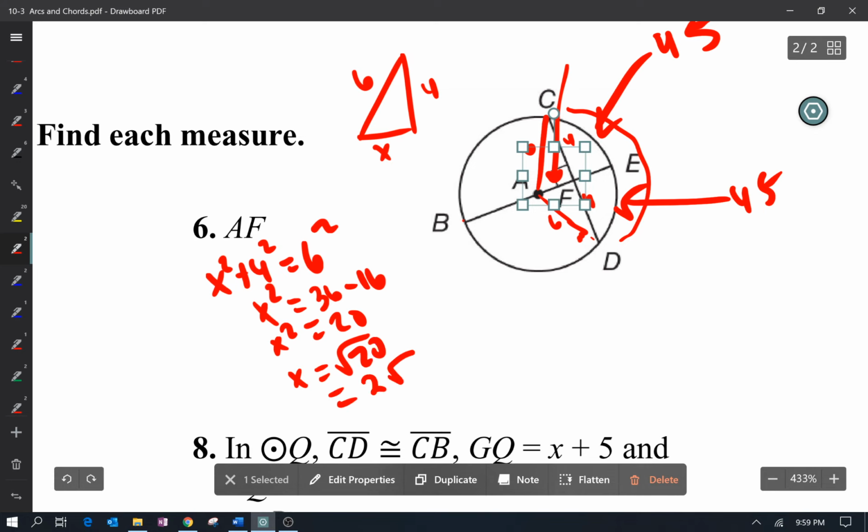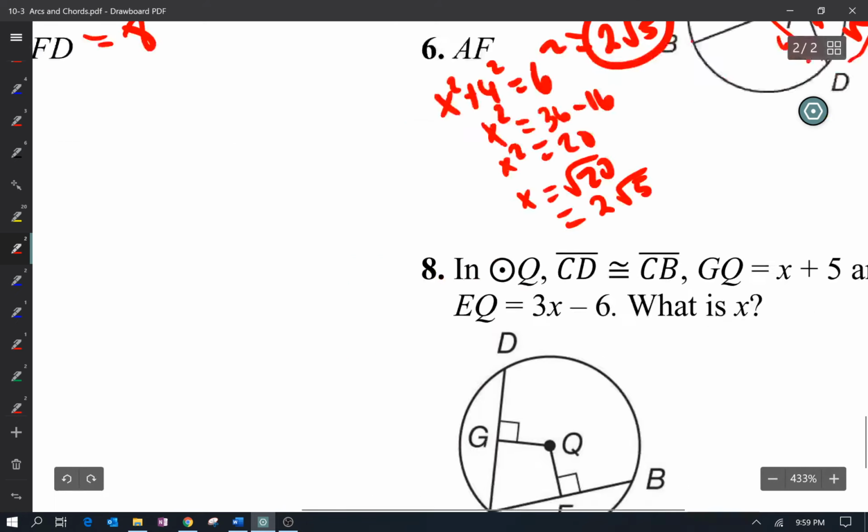And do your math for that. That's going to be 2 root 5. I'm not going to tell you how to do that. You should be good at that by now. So AF is 2 root 5. Pretty cool. Just use the Pythagorean theorem once again. All right, next problem.